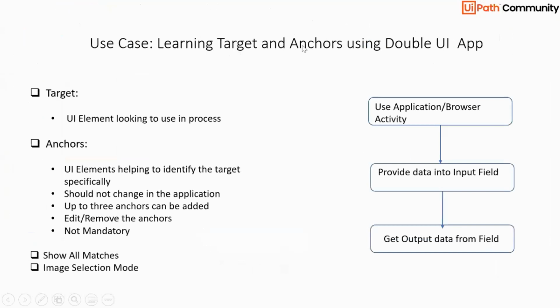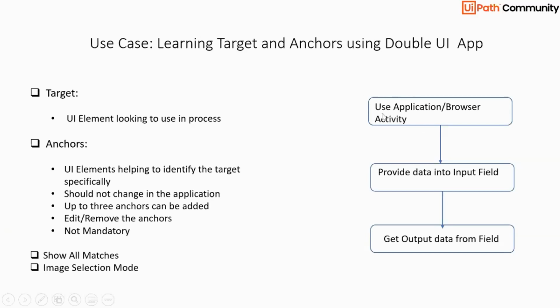To learn targets and anchors, we will use a use case having a Double UI application, and we will see the different concepts related to user interface automation. First, let's talk about the target. The UI element you are looking to use in the process is considered a target. If you are trying to type into a field, that field is the target, where you are guiding the bot to interact. So let's start the automation.